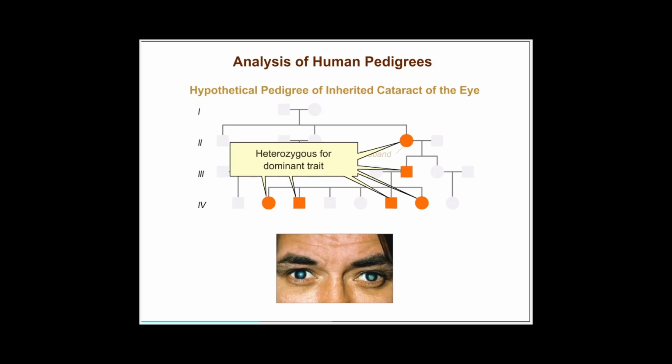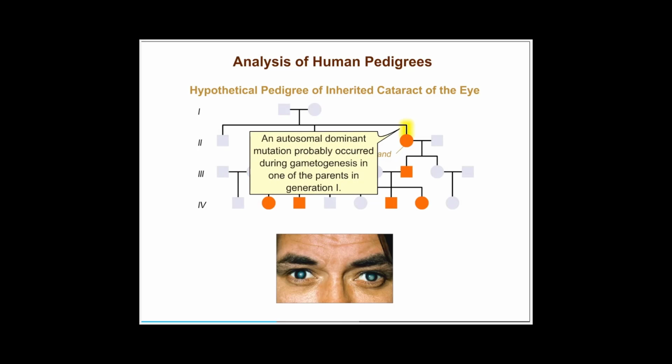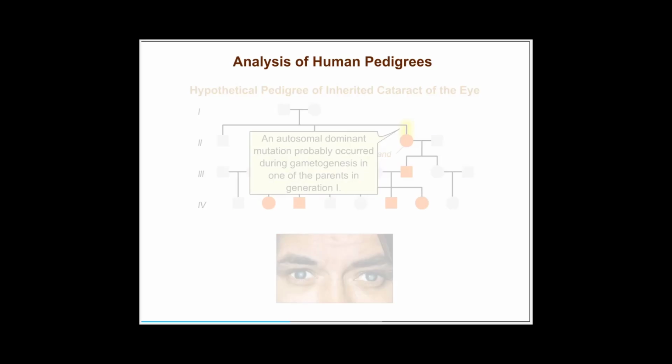In this model, one of their two children, a son, is also heterozygous for the trait, as are half of his children with his homozygous normal mate. Note that neither of the proband's parents had cataracts. This suggests that the mutation occurred during gametogenesis in one of her parents.